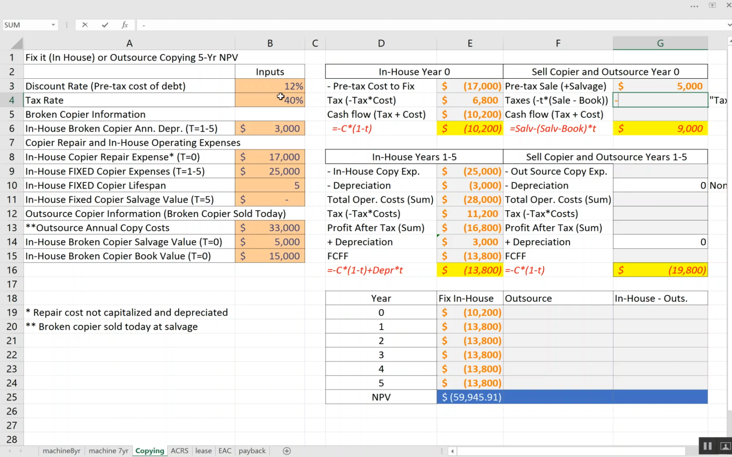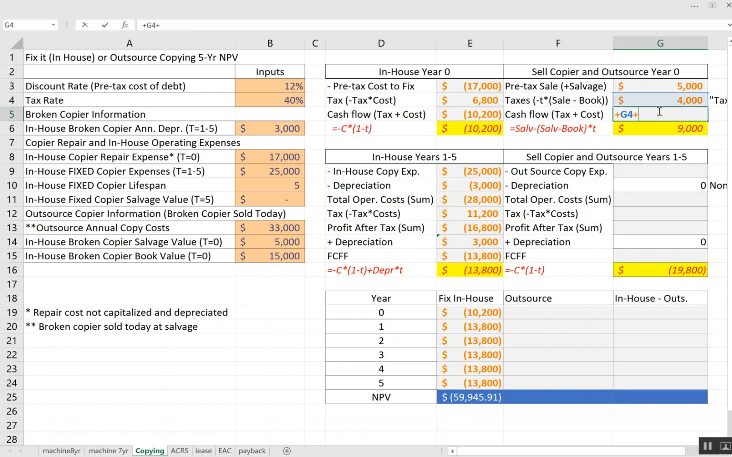So actually, let's calculate the taxes on the salvage value. If I take minus my tax rate times my salvage value minus the book value. The book value was given to us by accounting, and the book value of the copier currently is $15,000. So I can sell that broken copier for $5,000. The book value is $15,000, so I'm going to sell it at a $10,000 loss at a 40% tax rate. That's going to create a $4,000 tax shield.